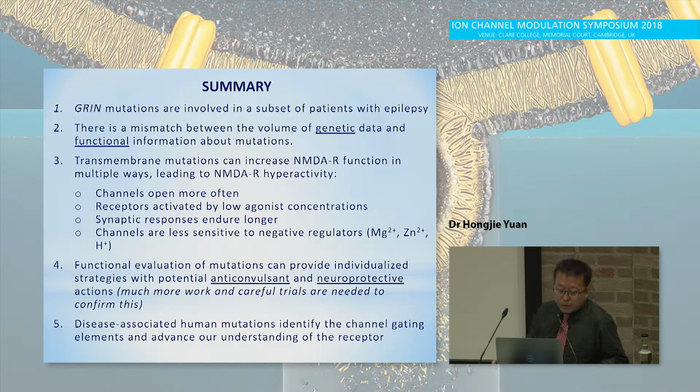Okay, summary. GRIN mutations are involved in a subset of patients with epilepsy. There is a mismatch between the high volume of genetic data and functional evaluation. Transmembrane domain mutations can increase NMDA receptor function in multiple ways, leading to NMDA receptor hyperactivity. That is, the channel opens more often, receptors are activated by lower concentrations of the agonist, synaptic responses endure longer, and the channels are less sensitive to negative modulators.